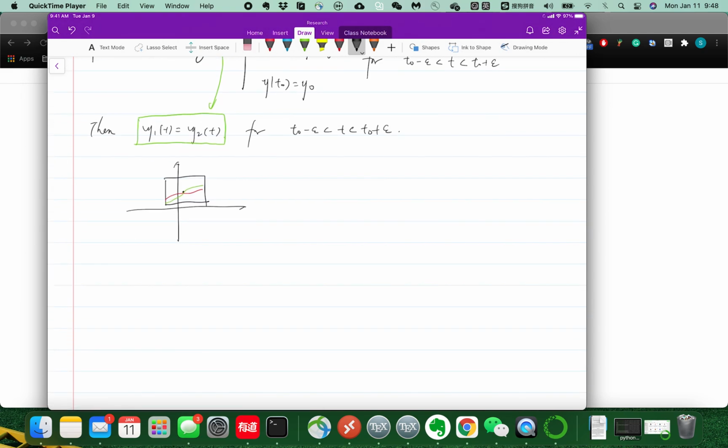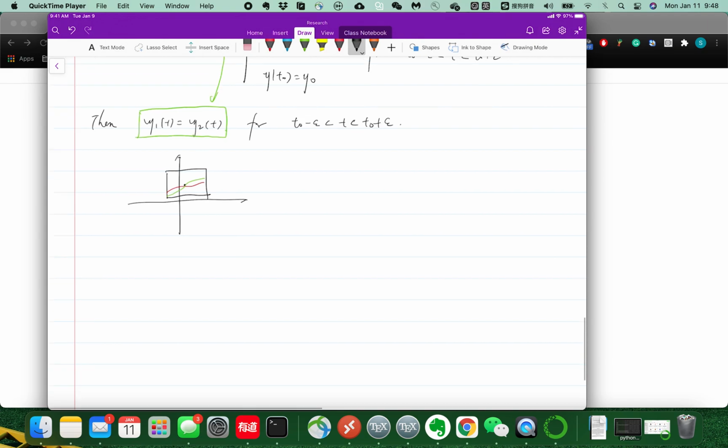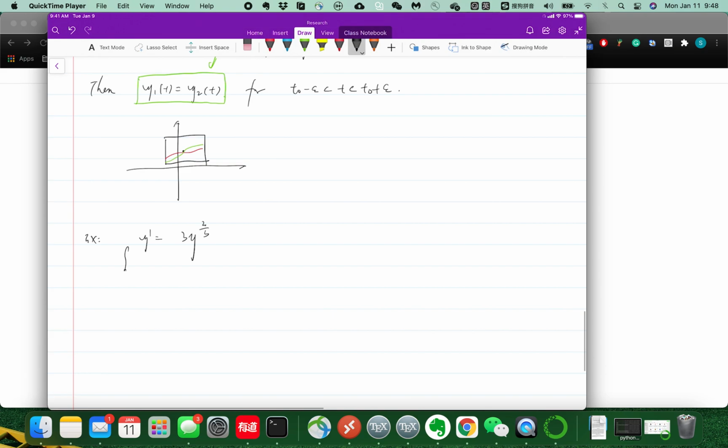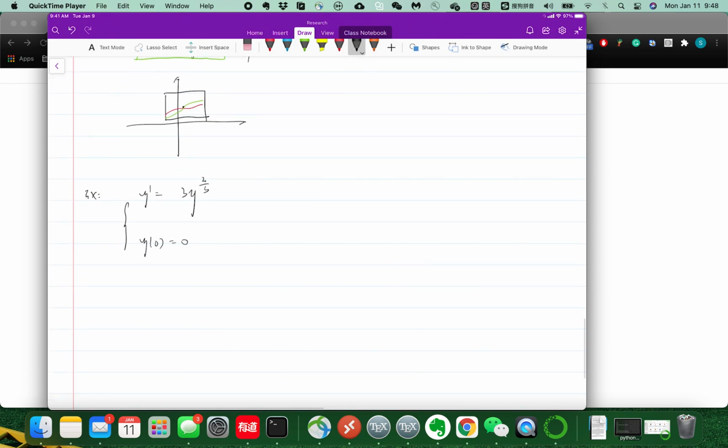Well, is that so? Think about it. Let's try to take an example. Okay, let's take an example where we can have y prime equals 3y^(2/3), y(0) equals 0. Now check. You want a rectangle including (0, 0).